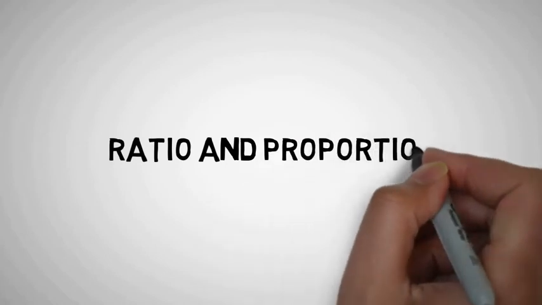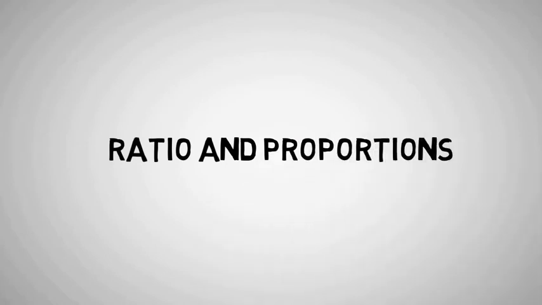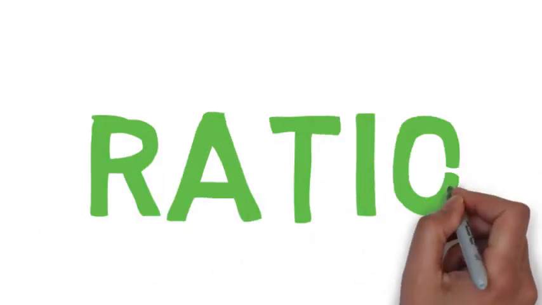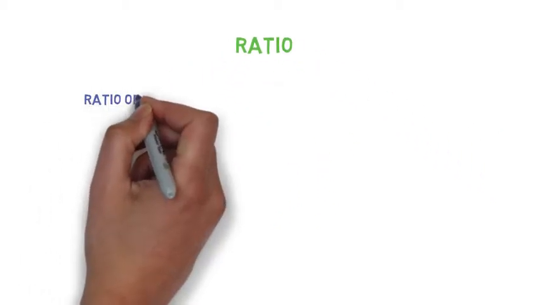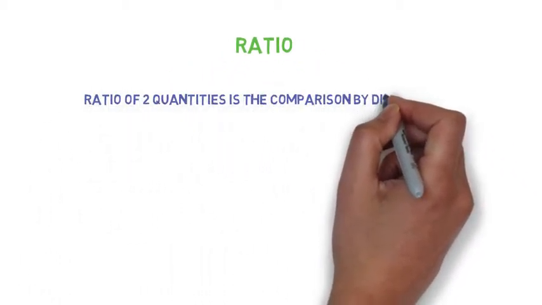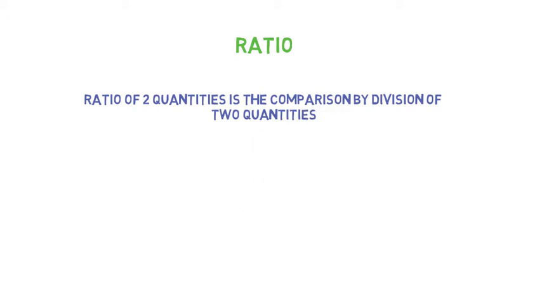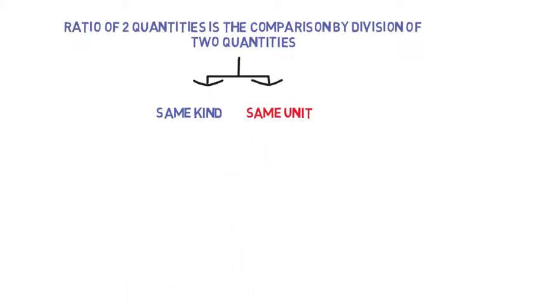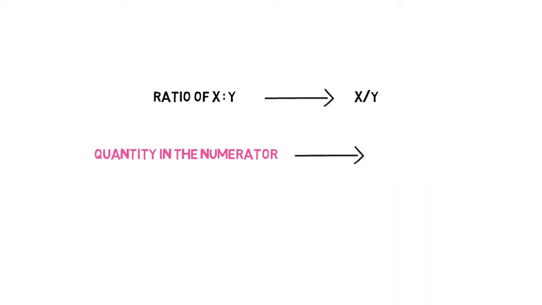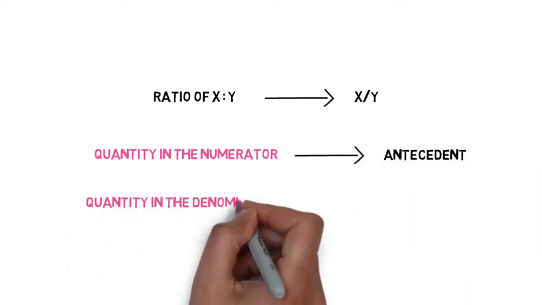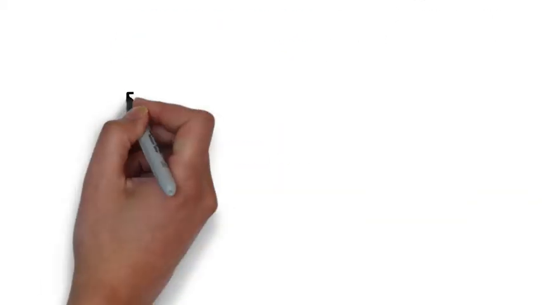In this video, we are looking at what ratio and proportion are. What is ratio? Ratio of two quantities is the comparison by division of two quantities of same kind and same unit. The ratio of x is to y is represented as x by y. The quantity in the numerator is called antecedent and quantity in the denominator is called consequent. For example, the ratio of 8 to 10 is 8 is to 10 or 8 by 10.